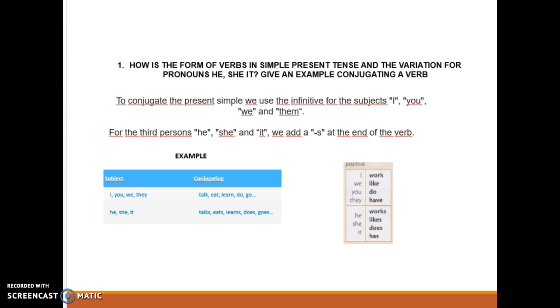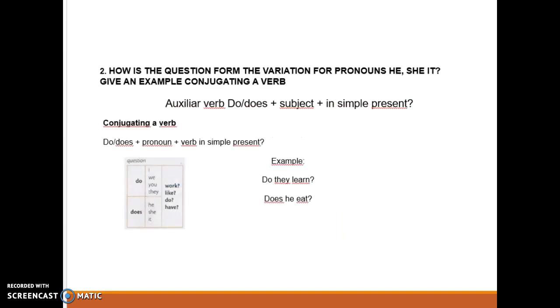Give an example conjugation of a verb. To conjugate the present simple, we use the infinitive for the subjects I, you, we, and they. For the third person, he, she, and it, we add s at the end of the verb. Example: I talk, she talks. You eat, she eats.